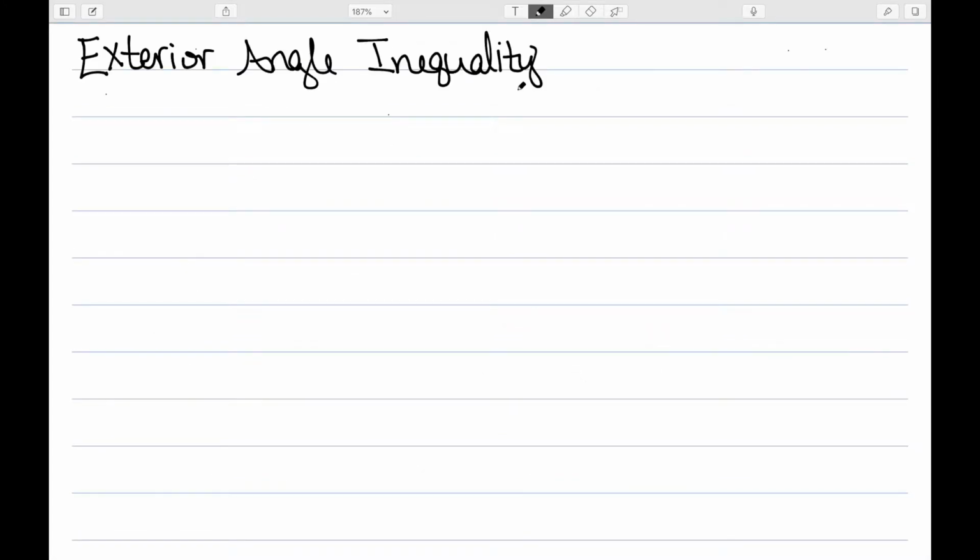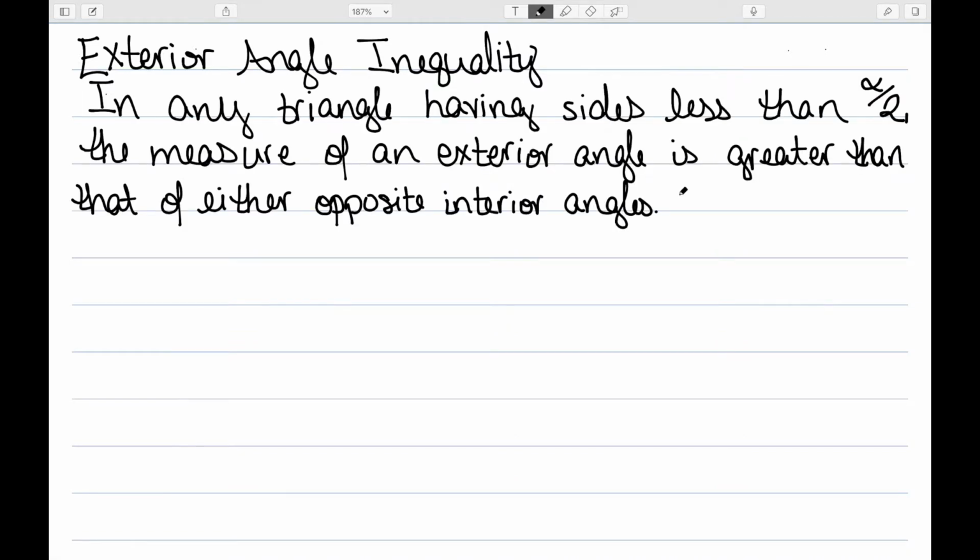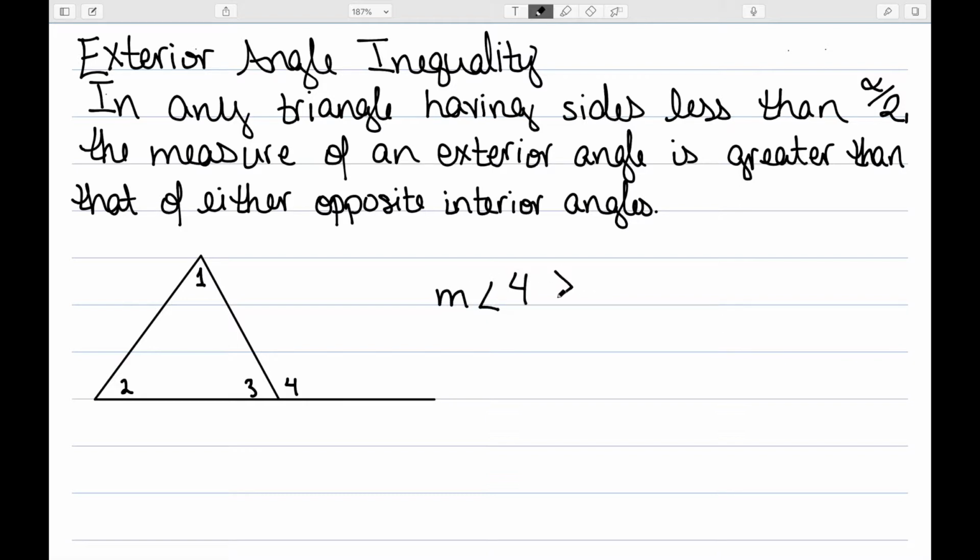Now that we have the idea of exterior angles, we can define the exterior angle inequality. The exterior angle inequality states that in any triangle that has sides less than alpha over 2, so we're going to exclude any kind of triangle that has more than one right angle, the measure of an exterior angle is greater than that of either opposite interior angle. So if I go back to the picture I had before, essentially what this says is that the measure of angle 4 is going to be greater than the measure of angle 1, as well as the measure of angle 4 is greater than the measure of angle 2.